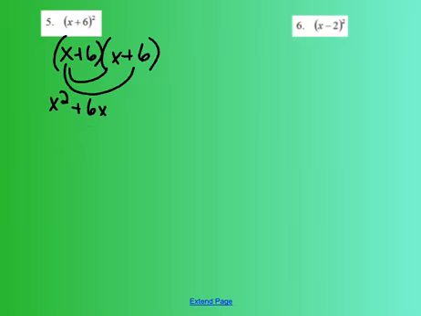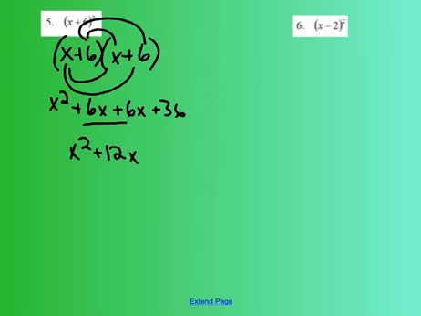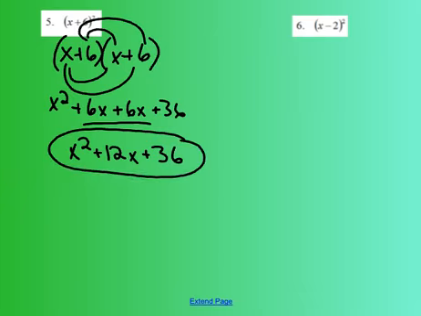Plus 6x plus another 6x plus 36. So x squared plus 12x, this is combining like terms here, plus 36. Over here, let's do the box method. I haven't done this in a while.